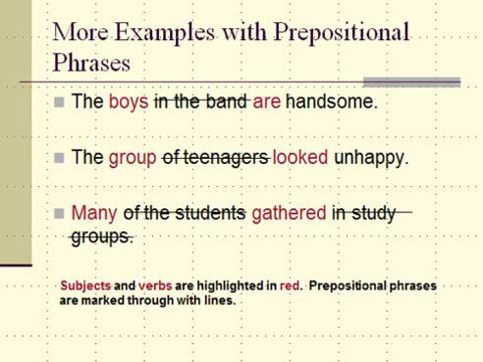In the third example, we have two prepositional phrases, of the students and in study groups. If we mark those two prepositional phrases out, we only have two words left, the subject and the verb: many gathered. Now here's a good example of a pronoun substituting for a noun. Don't let that throw you. So many is our subject, gathered is our verb.